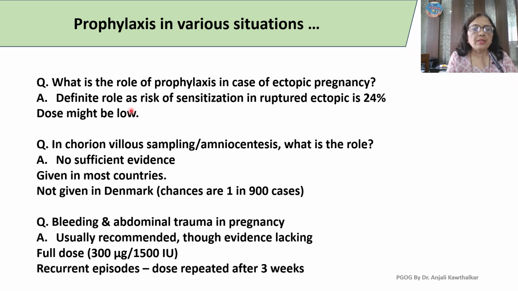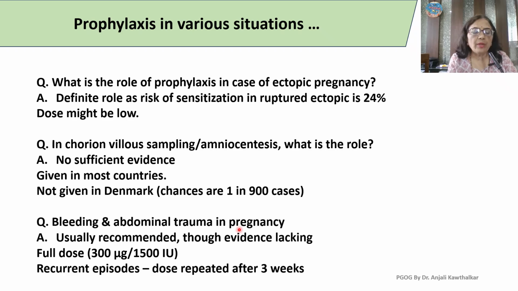Now, what is the role in ectopic pregnancy? There is a definite role, as the risk of sensitization in ruptured ectopic pregnancy is 24%. The dose used might be a lower dose, 500 international units or 100 microgram. Chorion villus sampling or amniocentesis, what is the role? Sufficient evidence is not there at present, but it is given in most countries. It is not given in Denmark. Chances of having one positive case are after consecutive 900 cases, and on that basis, it is not given in Denmark. But if you see the FIGO guideline, then it might be given, it comes as a low priority.